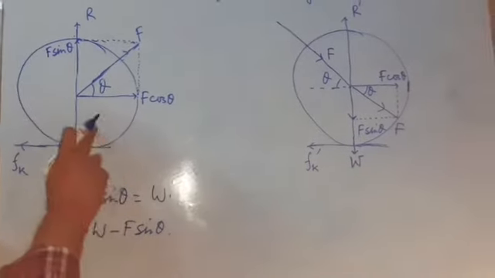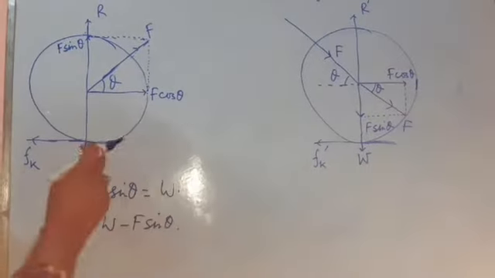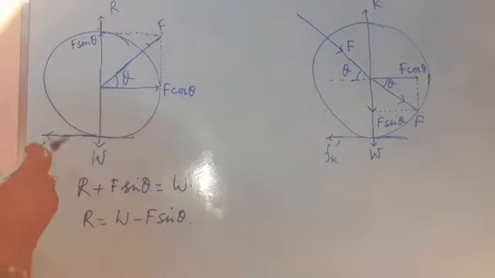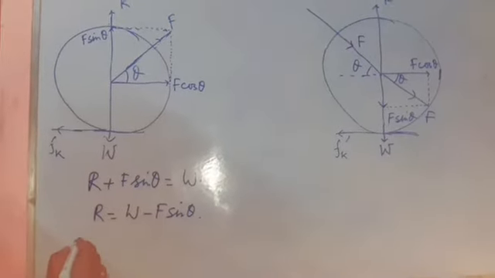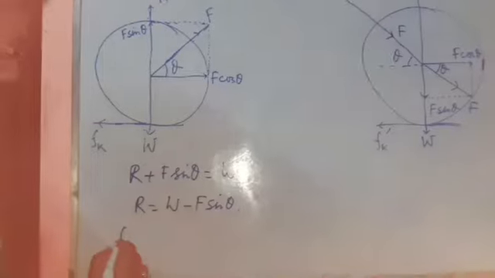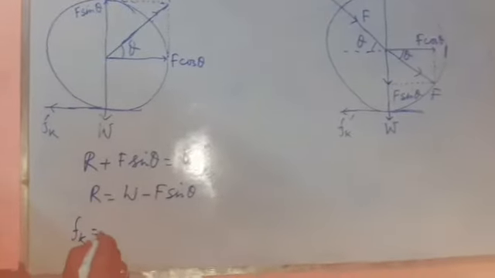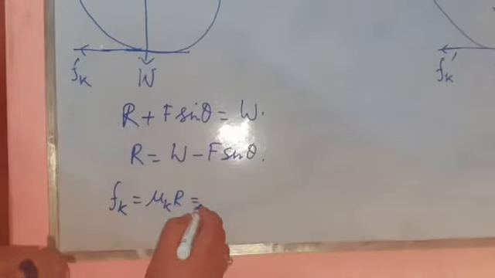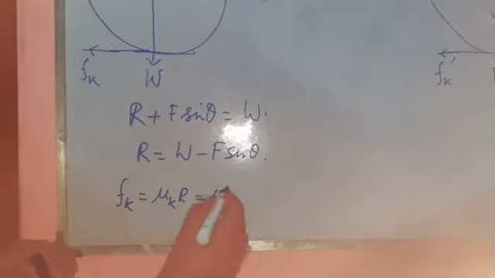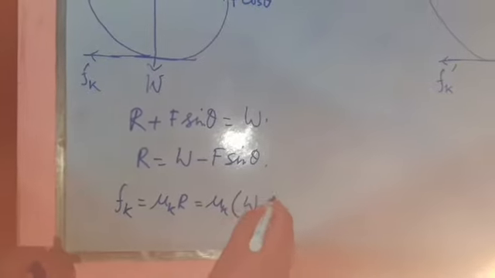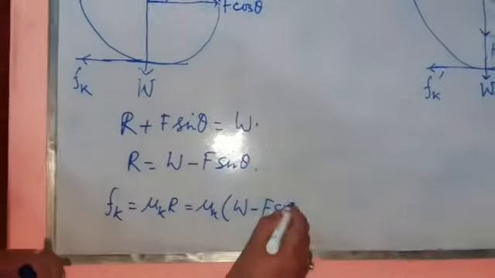Now, as the roller is moving this side, kinetic friction will act the other side. So kinetic friction Fk equals, you know that what? Mu k into R. So mu k into R means mu k into (W minus F sin theta).